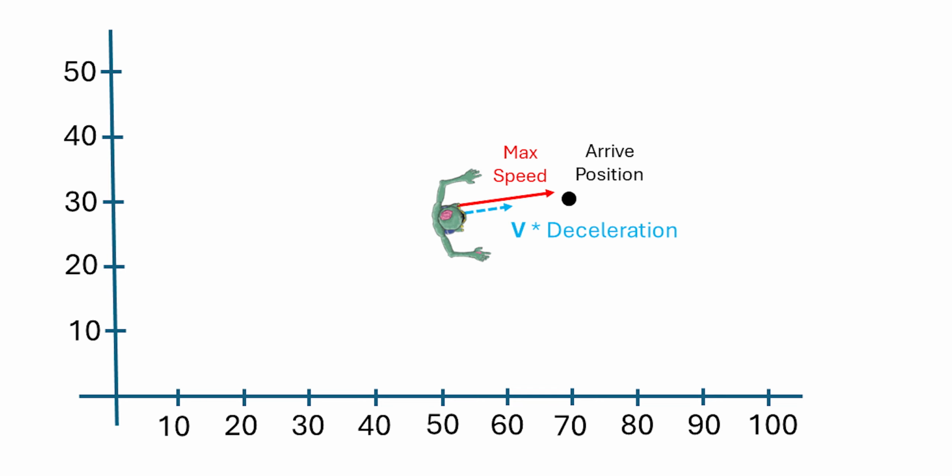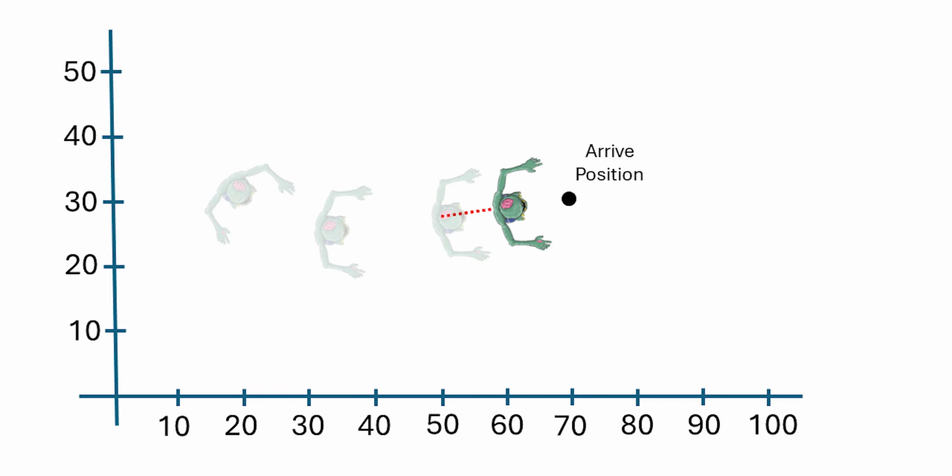Notice here how the maximum speed is greater than vector v multiplied by the deceleration value. When this happens, we don't need to truncate it, and this becomes the desired velocity. Looking at the previous positions of the zombie, you can see how it's slowed down upon its approach.